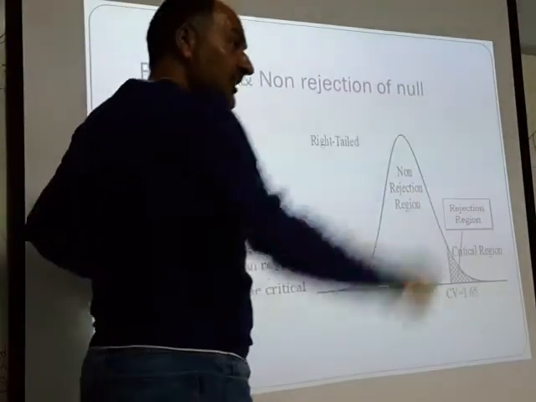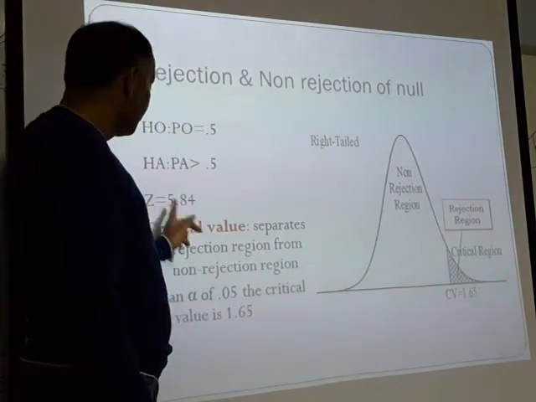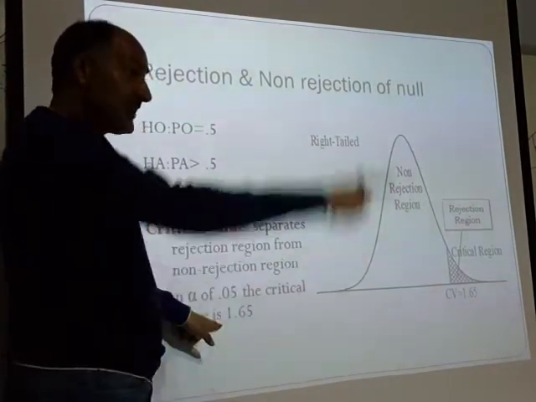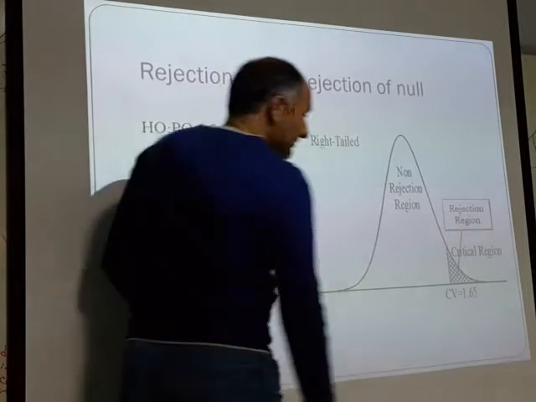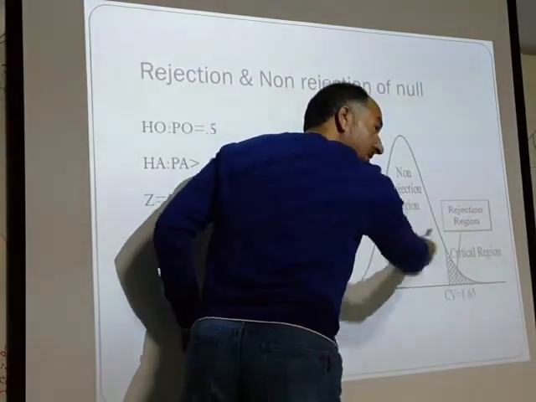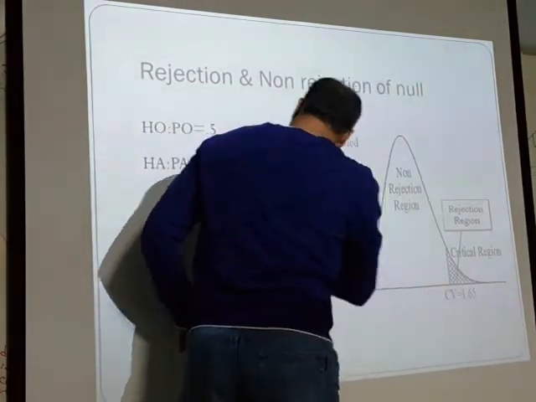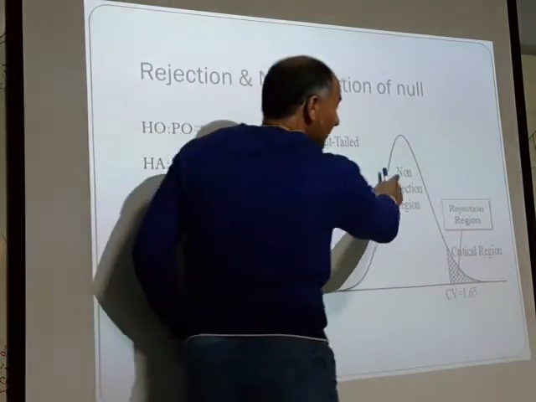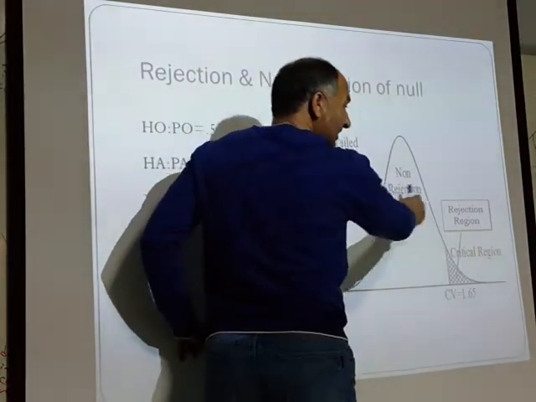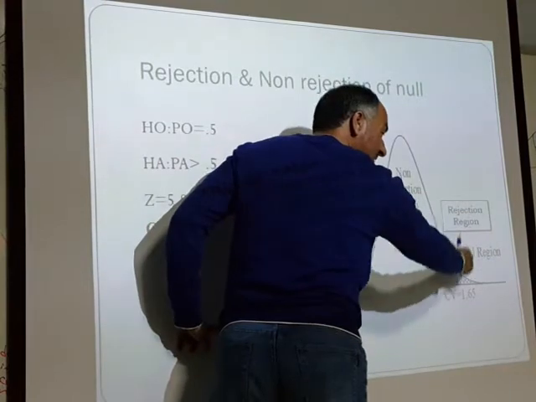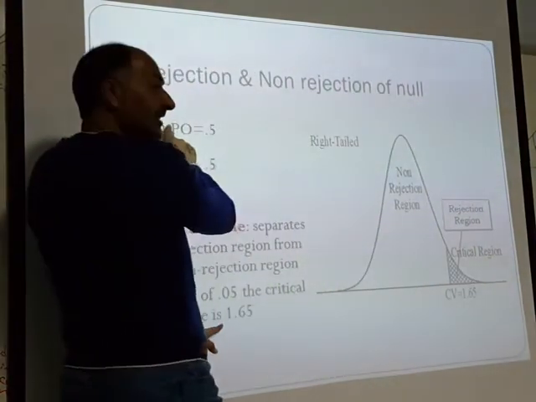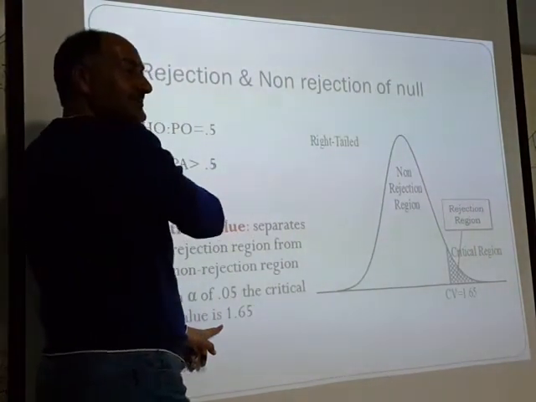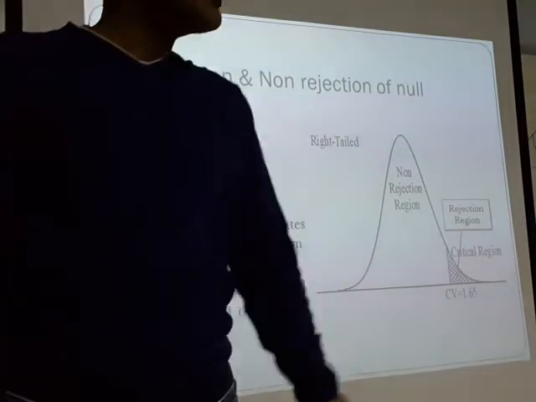So when you check at the alpha region with this value, the critical value is given as 1.65. You put this 1.64 on the normal distribution and see where this value falls, whether it falls in the non-rejection region or in the rejection region. If it falls here, you will reject your null. That means this thing is correct. Is that clear?